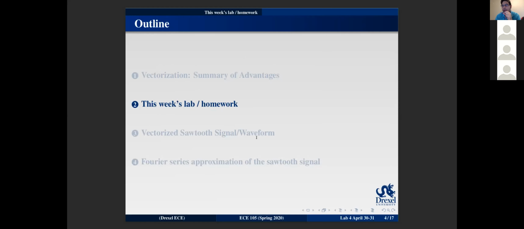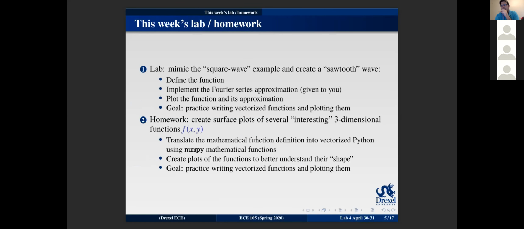Okay, so overview of what you're supposed to be doing in the lab and for the homework. In the lab, we're going to mimic the square wave example and create a sawtooth waveform. I believe you saw a square wave example in the lecture. So in the lab, you have to create a sawtooth waveform using similar methods that you learned in the lecture. What do you have to do?